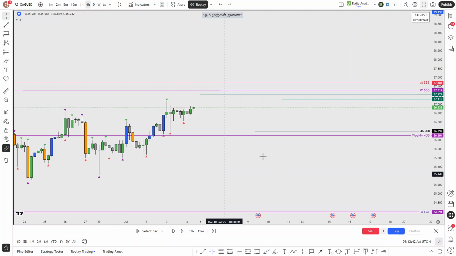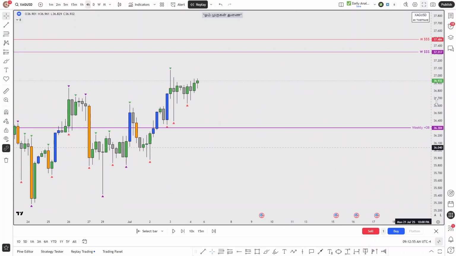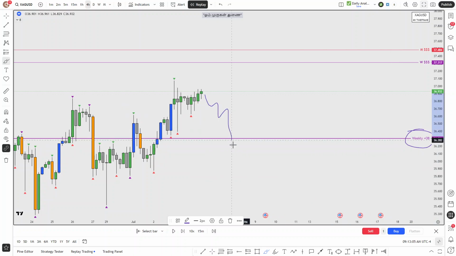After coming into the 4 hour, just a minute, I will take away these lines. After coming to 4 hour, we can say it is in a bullish tinge, and our trade plan was, after price taps this weekly OB, that means price should come down and we should see some kind of rejection here, and then only we can aim for higher prices. This was our initial game plan.